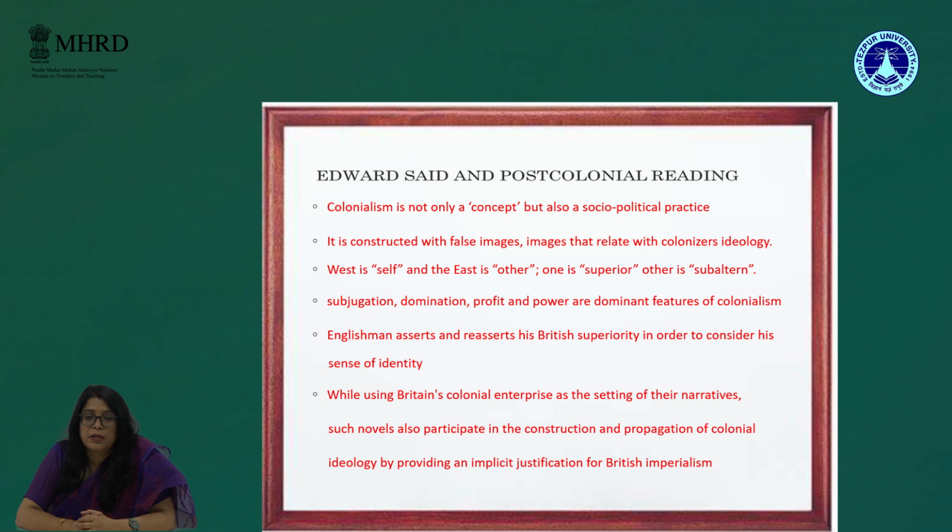In this concept, or in this construct, you can say, West is always projected as the superior self, whereas the East is the other, or the inferior other, or in other words, it is said to be subalterns. Now, subjugation, domination, profit and power are dominant features of colonialism. Means the Westerners tried to establish their superiority by means of all these practices that they had applied in the colonial states.